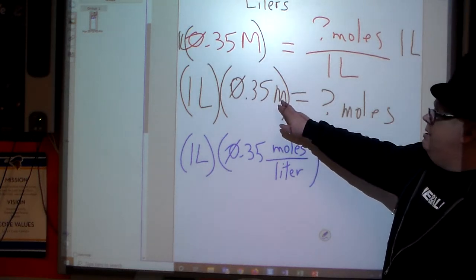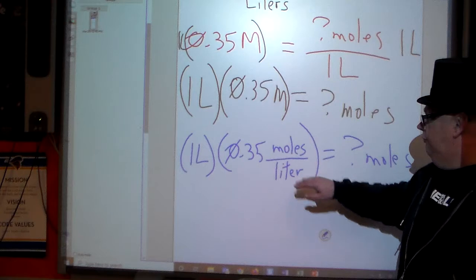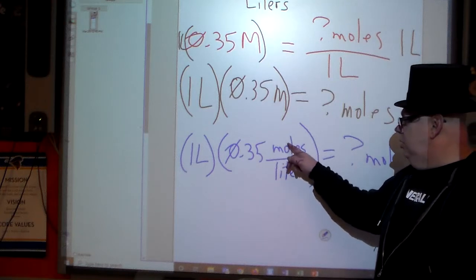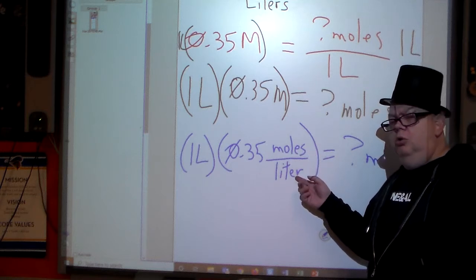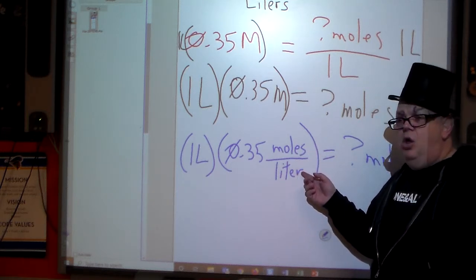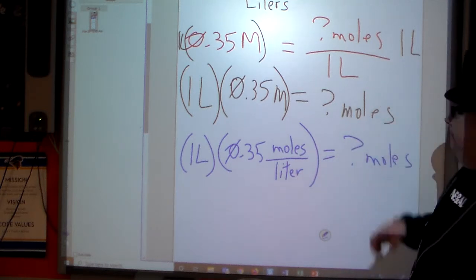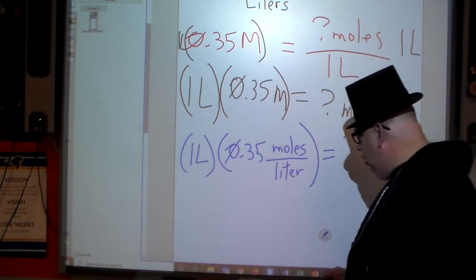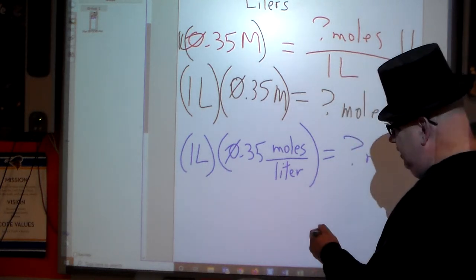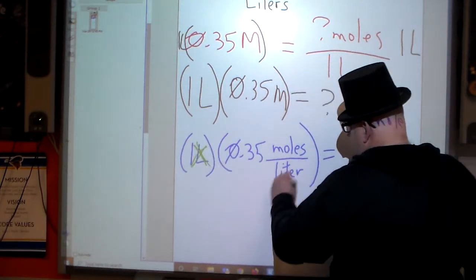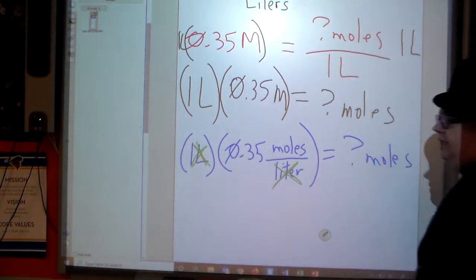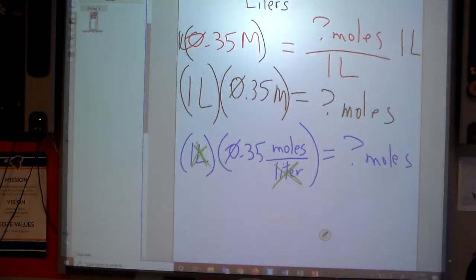See, that big M is equal to moles over liter. It doesn't matter if it's mole or moles, or liter or liters. It doesn't matter at all. It's the same unit. Okay? So now that we have that, guess what? Liters cancels out beautifully like this, and we're left with moles.